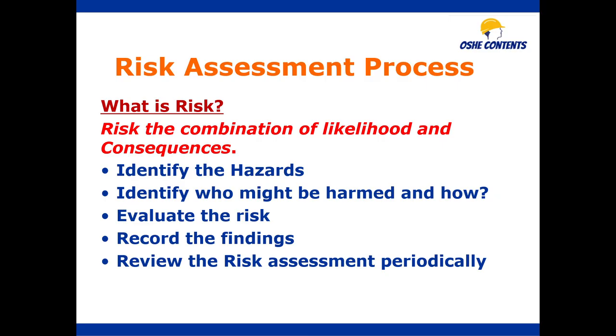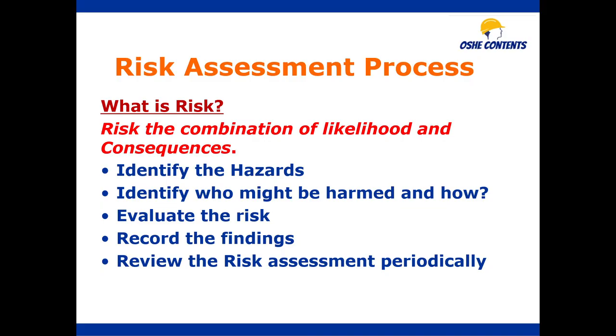So how can we identify that and how can we assess it? The first thing is to identify the hazards. I will just discuss these five steps, so we will not be discussing them in the next slides. How can we identify the hazards? The hazards can be identified by the risks, the level of the likelihood and the level of the consequences. If the likelihood is high and the consequence is high, it means the risk is high. If the risk is high, then we can consider it as a hazard.